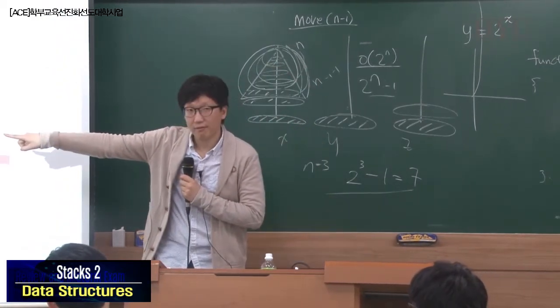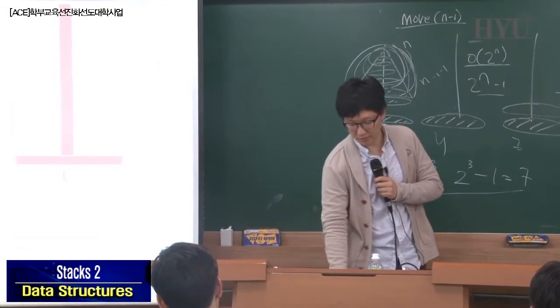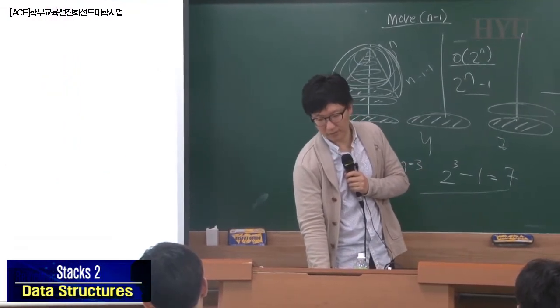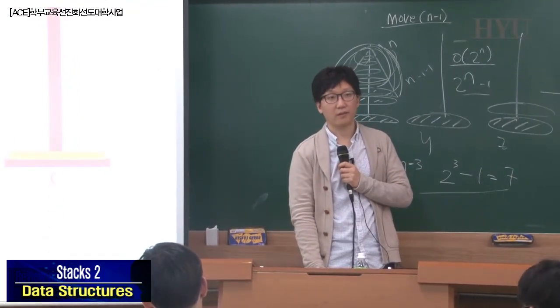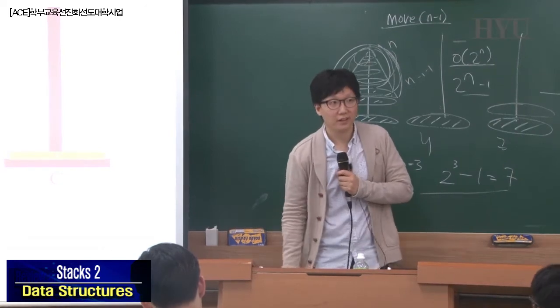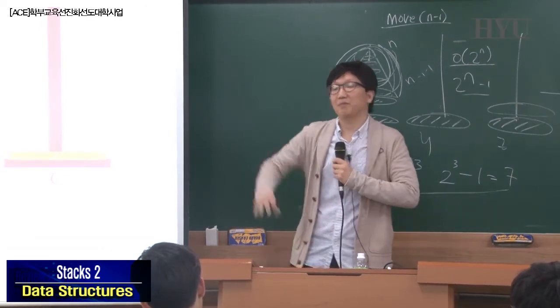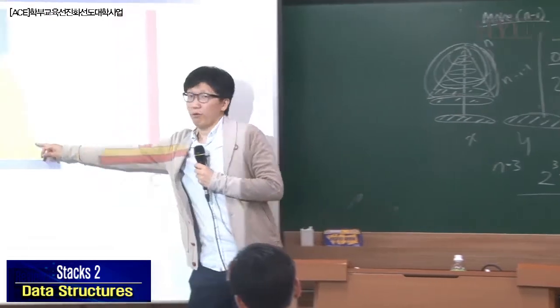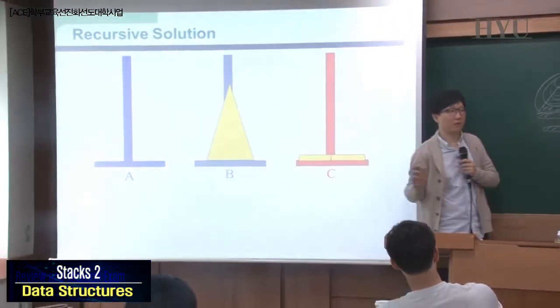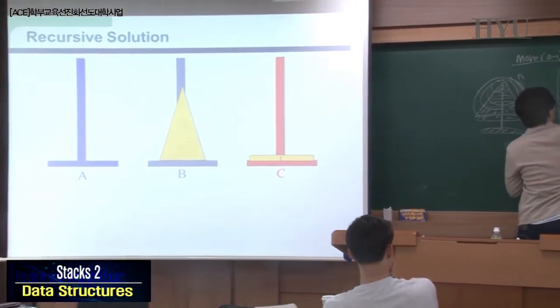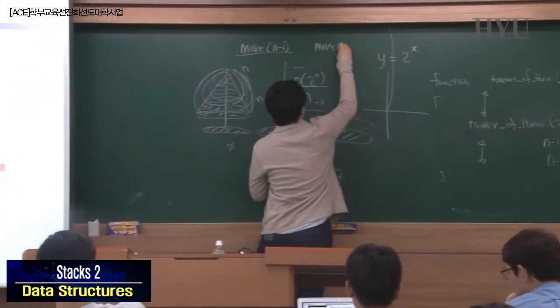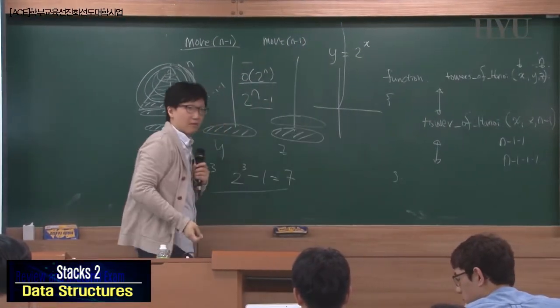Done. Then what do I do? What's the last step of doing it? I'm simplifying most of the stuff. The last disk has to be moved over here. That's another move. Then moves n-1 again.